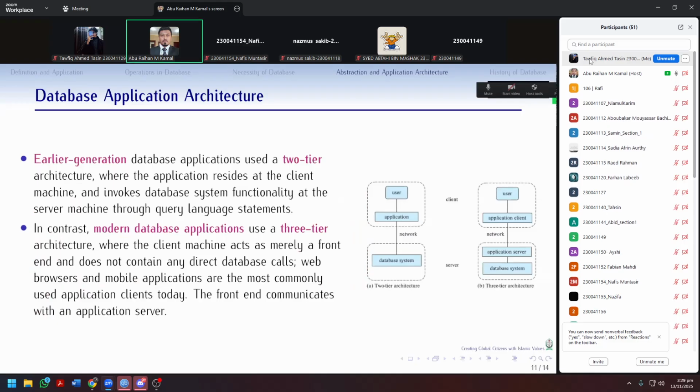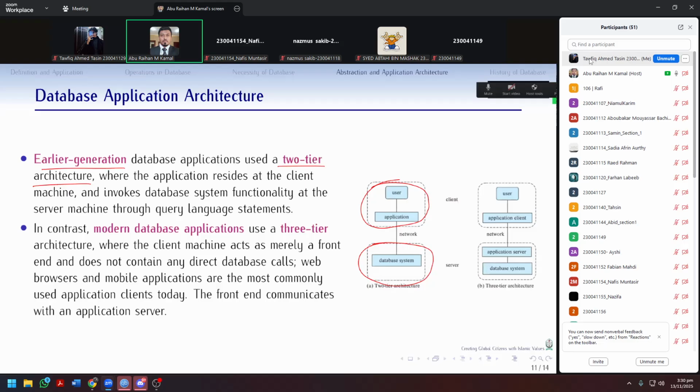Then we have database architecture. In old days, there was two-tier architecture. You see, there is two-tier architecture. This is the early generation. The structure is very simple. We have just one machine as a server, and there is another machine as a client. And on the client machine, the application itself is hosted.